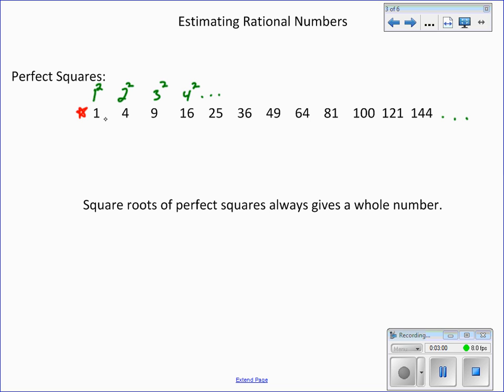With these being our perfect squares, we can utilize this to find something like the square root of 8. Because we know our perfect squares, we know that the square root of 4 is going to give us 2. The square root of 1 is going to give us 1. The square root of 9 is going to give us 3. So let me continue these on. This will be 5 squared, 6 squared, 7 squared, 8 squared, and so on.